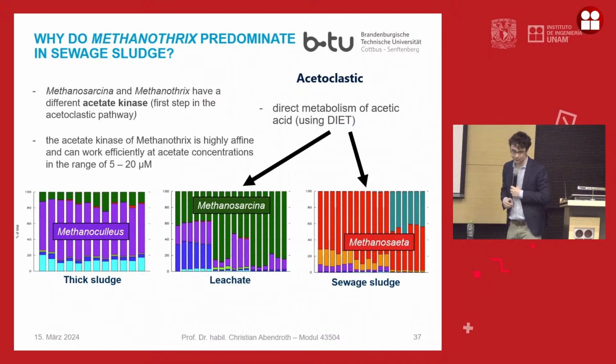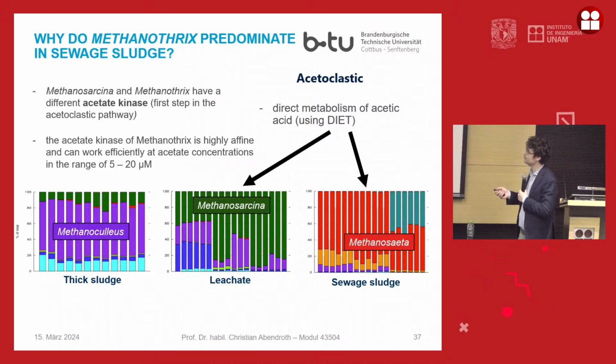But there's still one question. Why do we have at very low concentrations the methanosaeta or the methanotrix, but not the methanosarcina? Both of them are able to degrade acetate. So why can't methanosarcina be here as well? And this is explained based on our chemistry. There's an enzyme called acetate kinase.